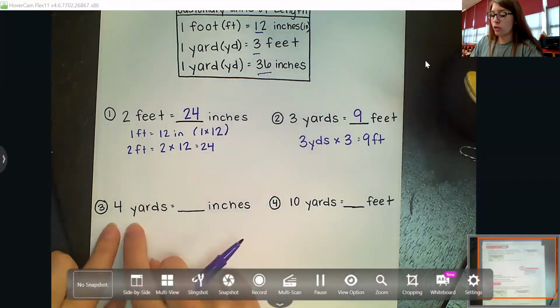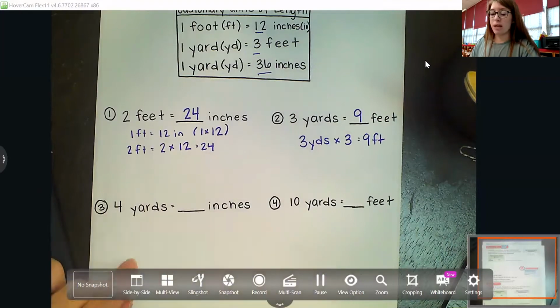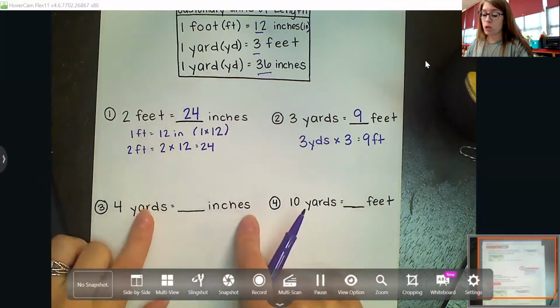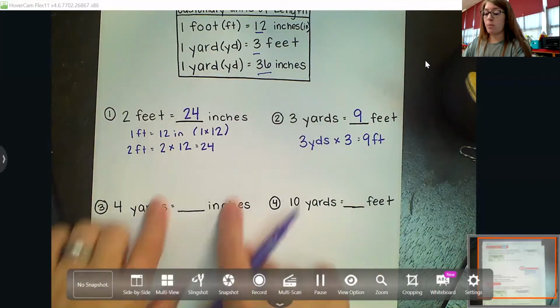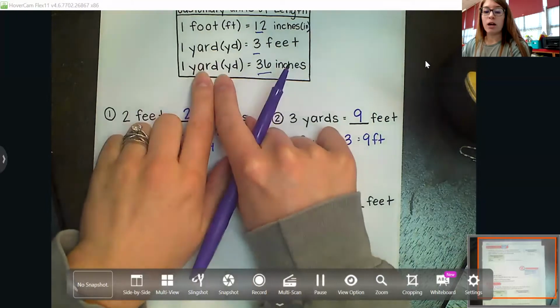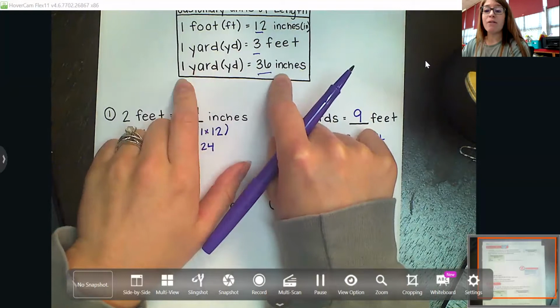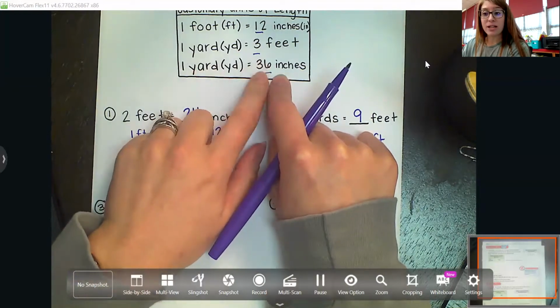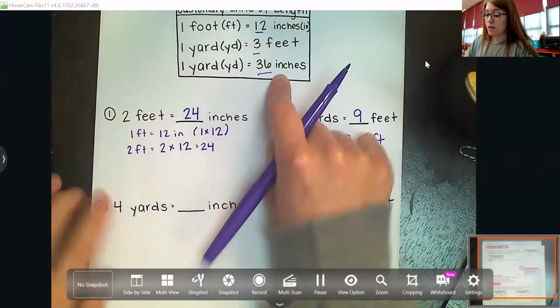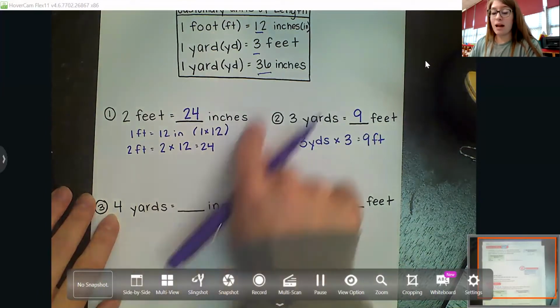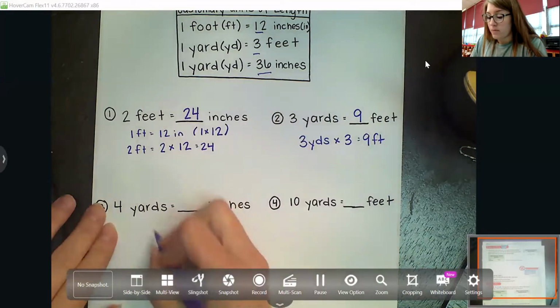Okay, so number 3, 4 yards equals so many inches. So I know that I'm going to have to go up to my conversion chart and figure out which one changes yards to inches. So I'm going to go back up here and I see that 1 yard equals 36 inches. So however many yards I have, I'm going to have to multiply that by 36 to get the total amount of inches. Okay, so I've got 4 yards here. So I'm going to do 4 yards times that 36 inches. Okay, so we've got 36 times 4.